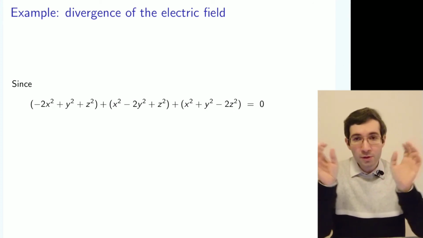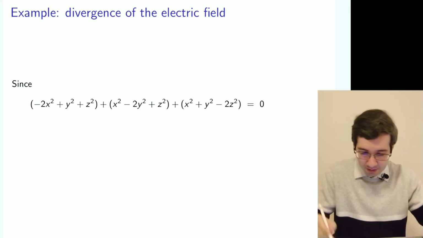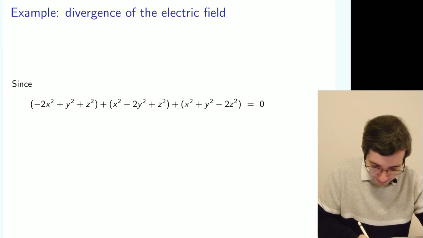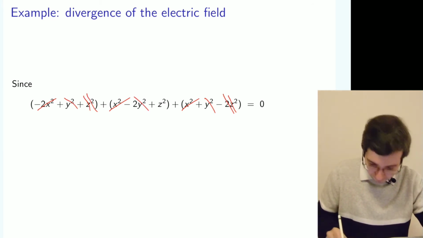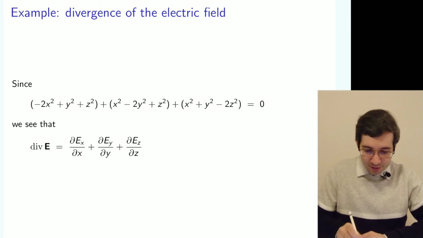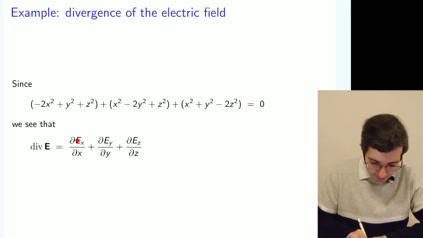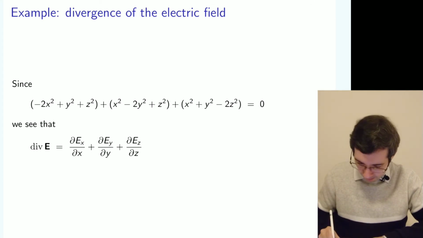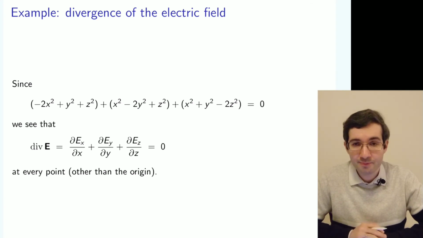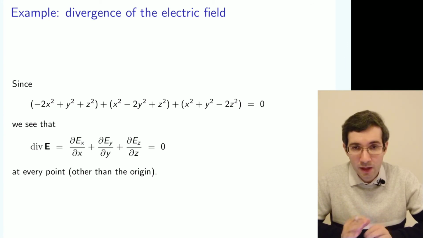And if we add all the numerators together, because they have the same common denominator, we will see that all of this in fact cancels out. So it becomes identical to 0. And what it means? It means that if we take the divergence, which is the sum of these three partial derivatives, they will be equal to 0 at every point except for the origin, where things are special. But everywhere else, our divergence is 0.